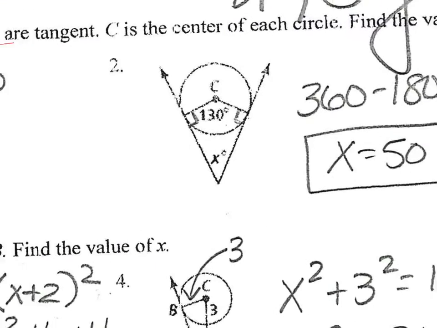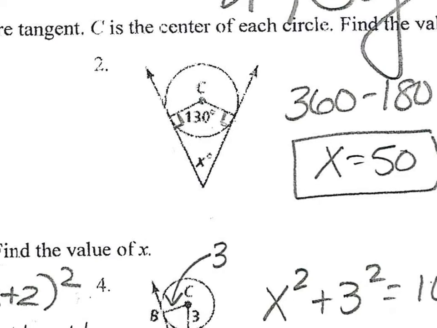Same thing with number 2. Draw your 90s in right here. And then all 4 of these have to add up to 360 because it makes a quadrilateral. So x is 50.